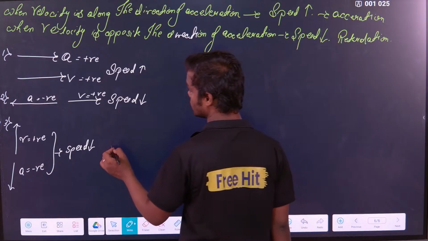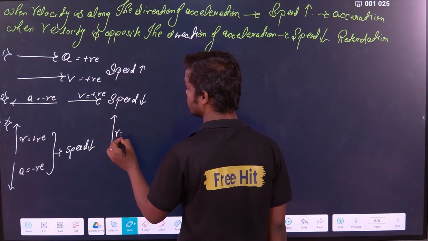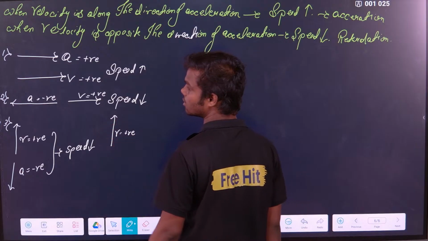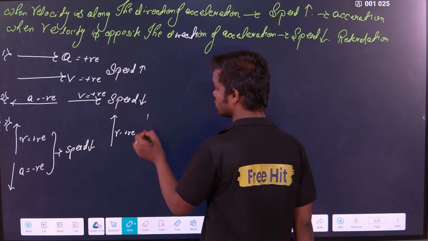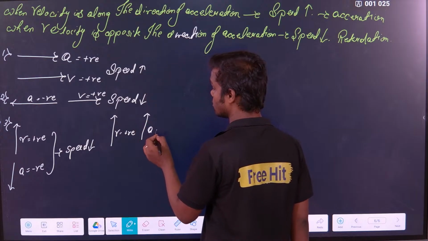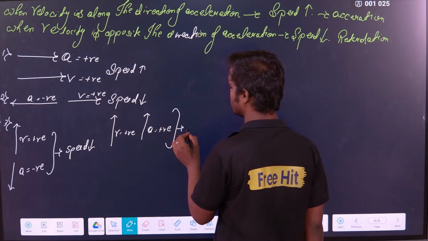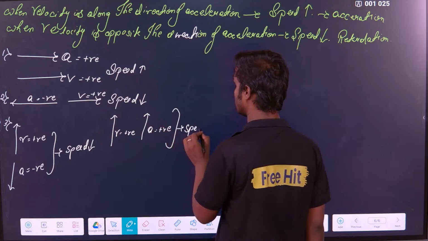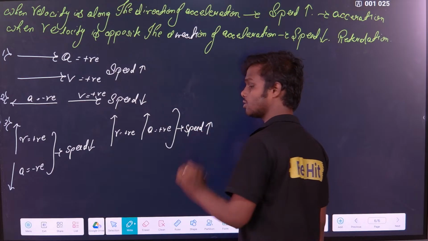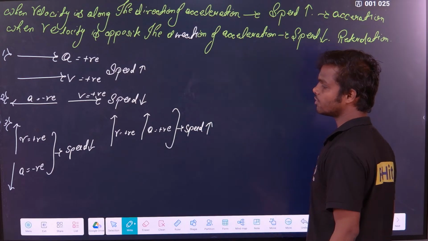Second case, suppose this is my velocity. Velocity is going to be positive, correct? And suppose my acceleration is positive also, like this. So what is going to happen? My speed is going to increase, correct? So these are the different cases.